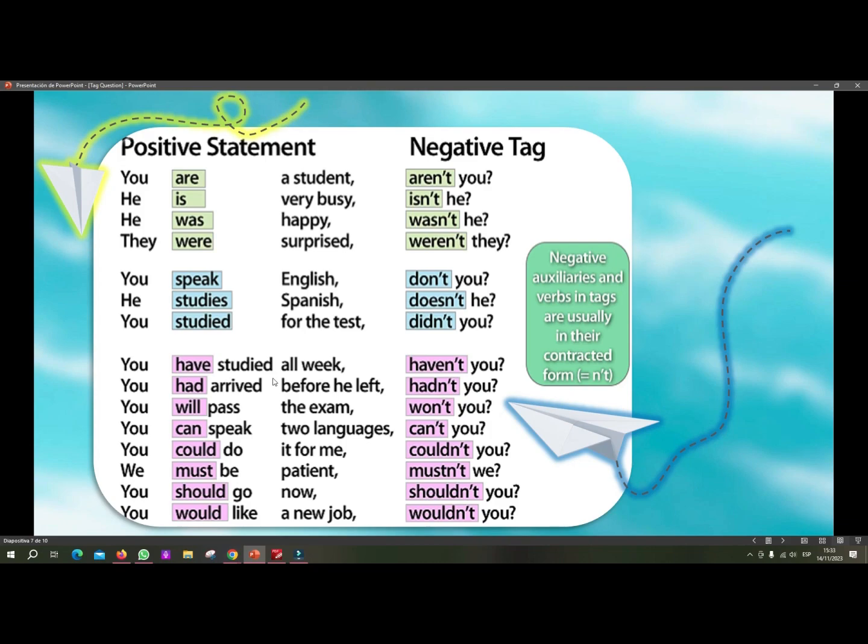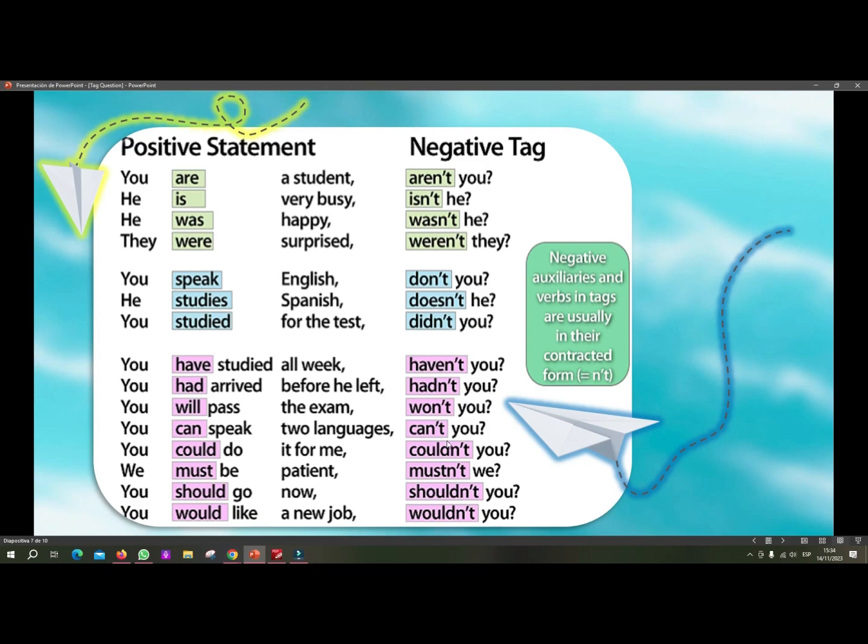You have studied all week, haven't you? Also, you can have the present perfect tense here, right? Or the past perfect. You had arrived before he left, hadn't you? Right? Also, future, the simple future using will. You will pass the exam, won't you? Right? You can speak two languages. Can't you?